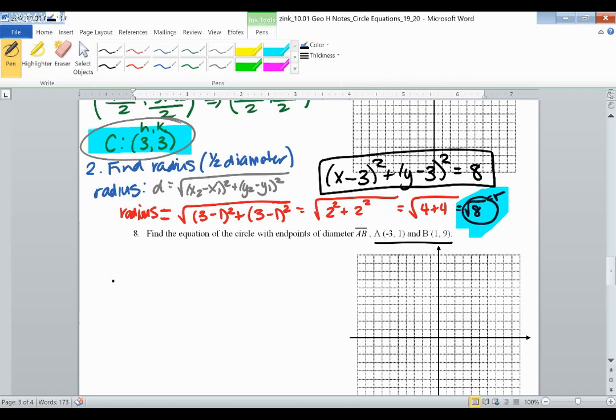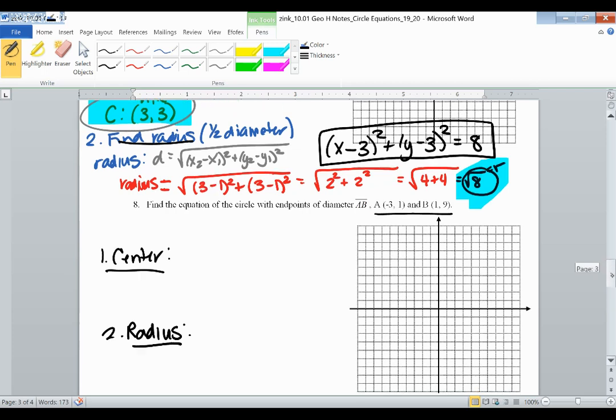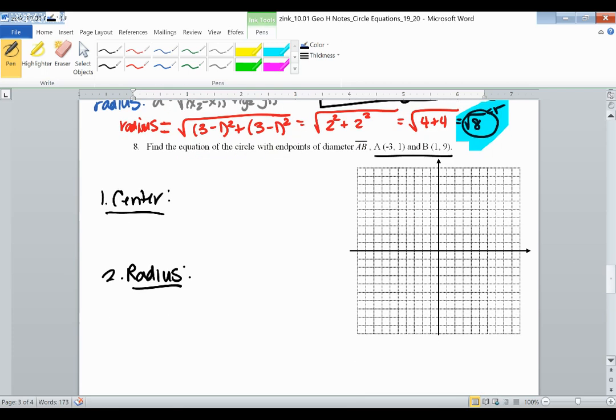Then find your center, and you're going to need to do that using your midpoint formula. Then find your radius, and I would do that using your distance formula. Again, I would probably do it using the center point and one of those 2 points that were given, and then substitute into the standard form. Okay, so pause and then check back with me for the answer.